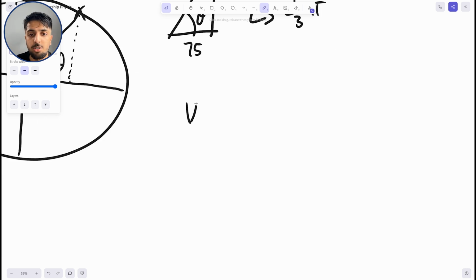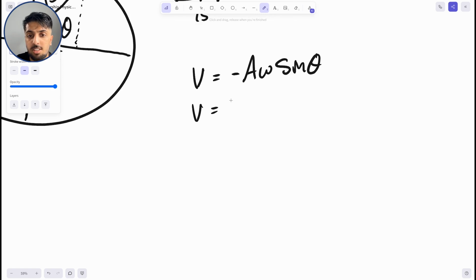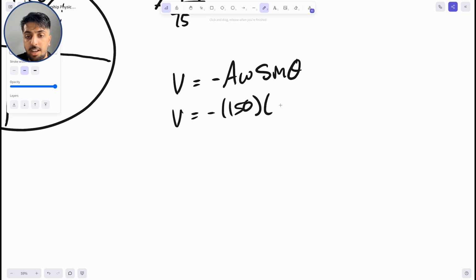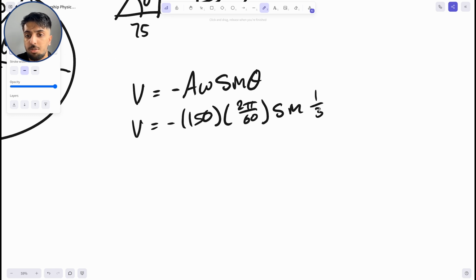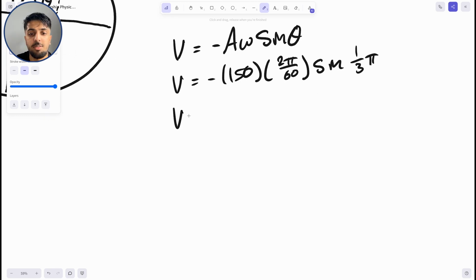Now from that, we know our velocity at this point is equal to negative A omega sine theta. Therefore, our velocity is equal to negative 150 times our angular velocity, which again is 2 pi over 60, times sine 1 over 3 pi. And that gives us a velocity of negative 13.6 meters per second.